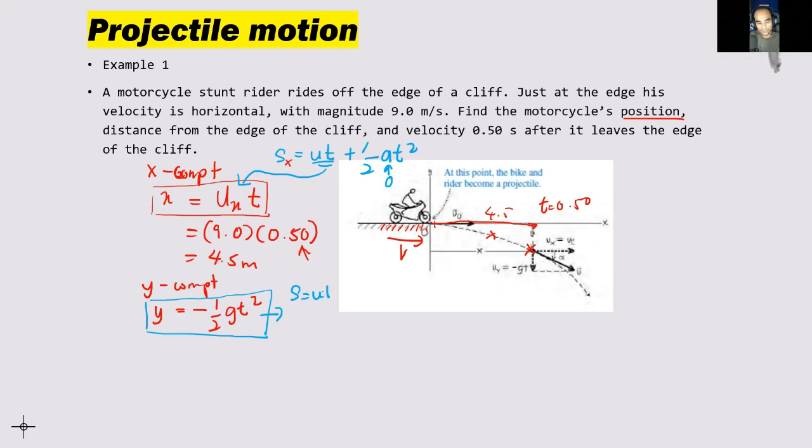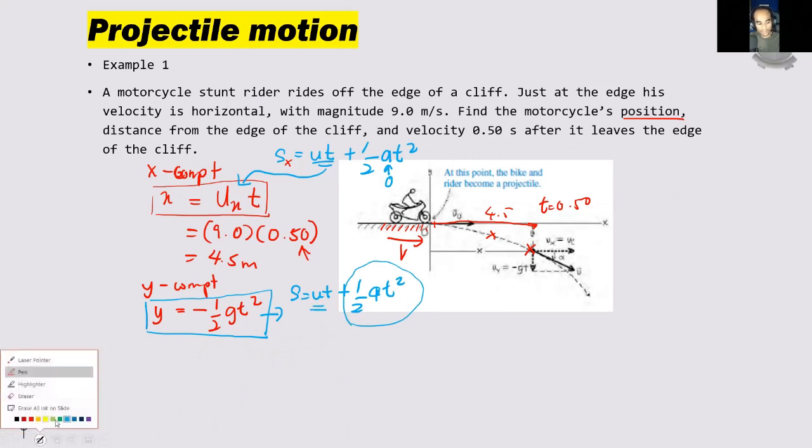S equals UT plus 1/2 AT squared. The reason we are left with only this term is that in the Y component, U is 0. Because the motorcycle only went in the X direction. The Y direction does not have any initial velocity. Correct or not? So U over here is 0. So everything over here will be cancelled, and what is left is 1/2 gt squared.